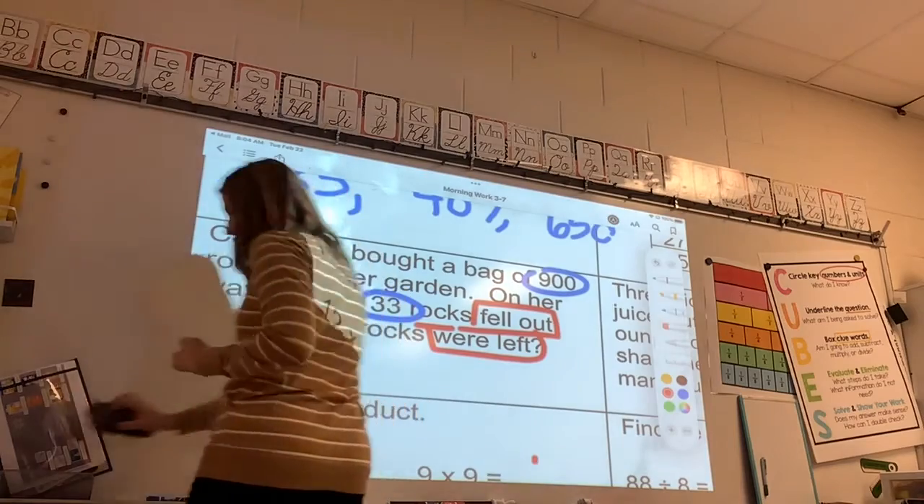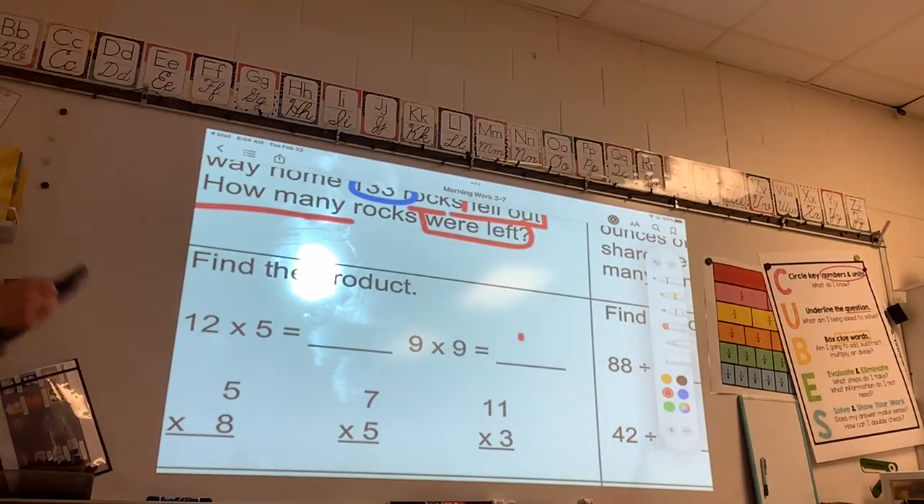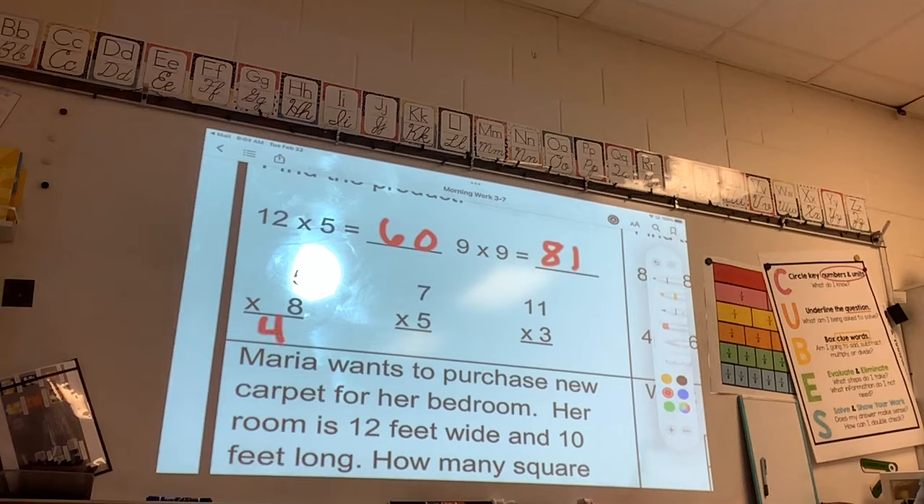All right, our next question says, find the product. Product means that we're going to multiply. 12 times 5? 60. 9 times 9? 81. 5 times 8? 40. 7 times 5? 35. Whoops. 11 times 3? 33. Good job.